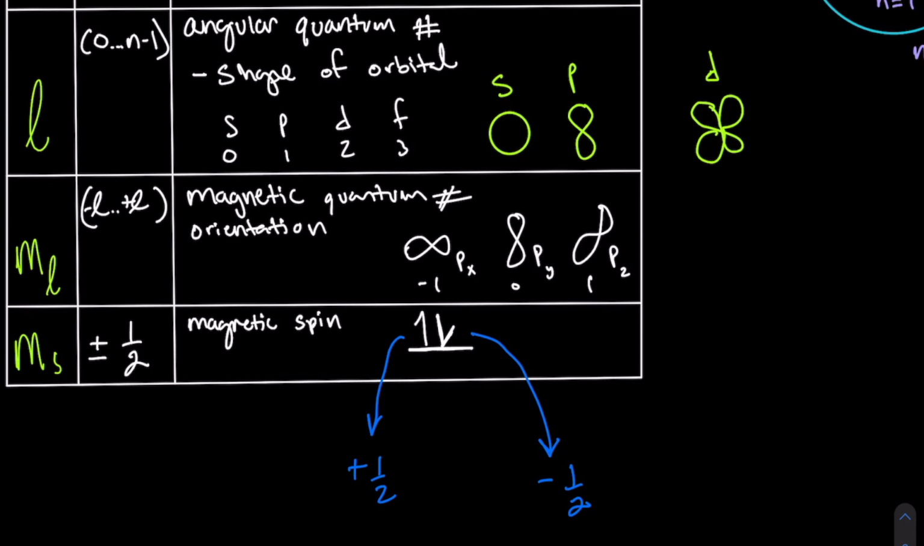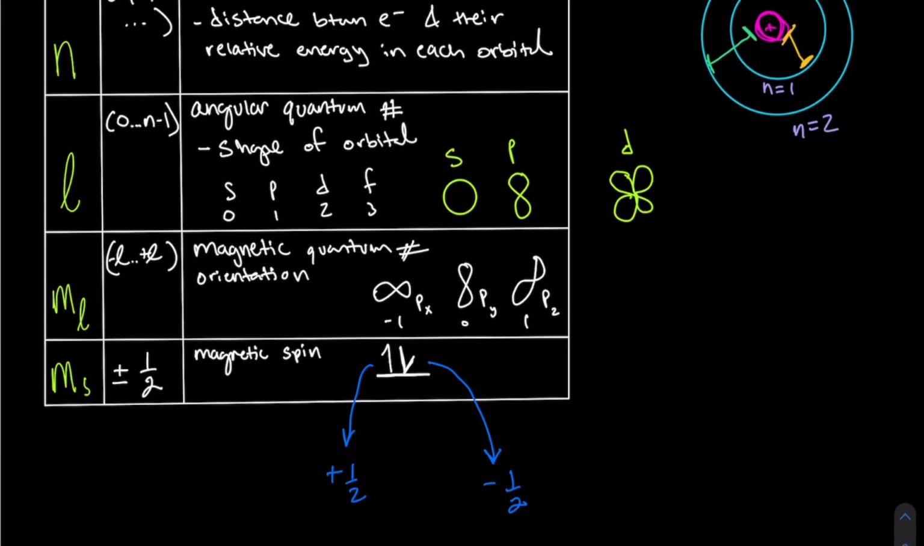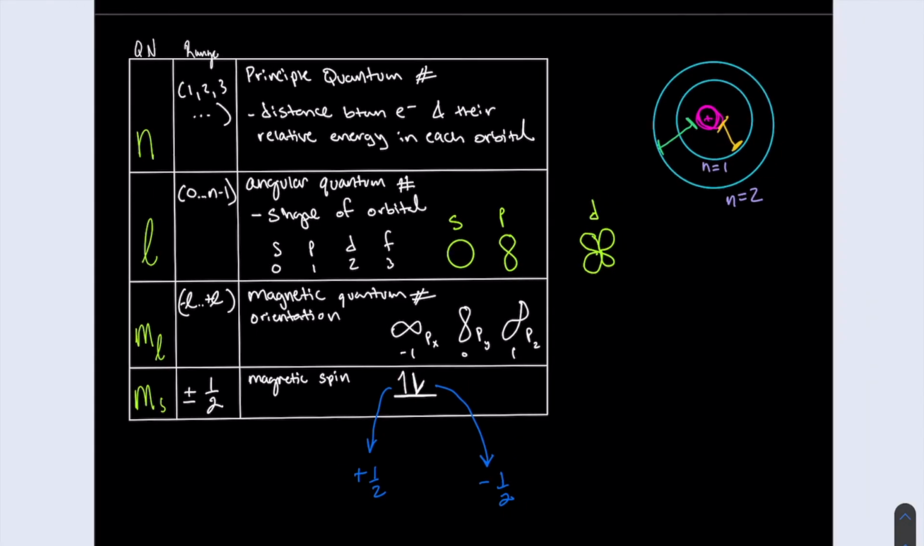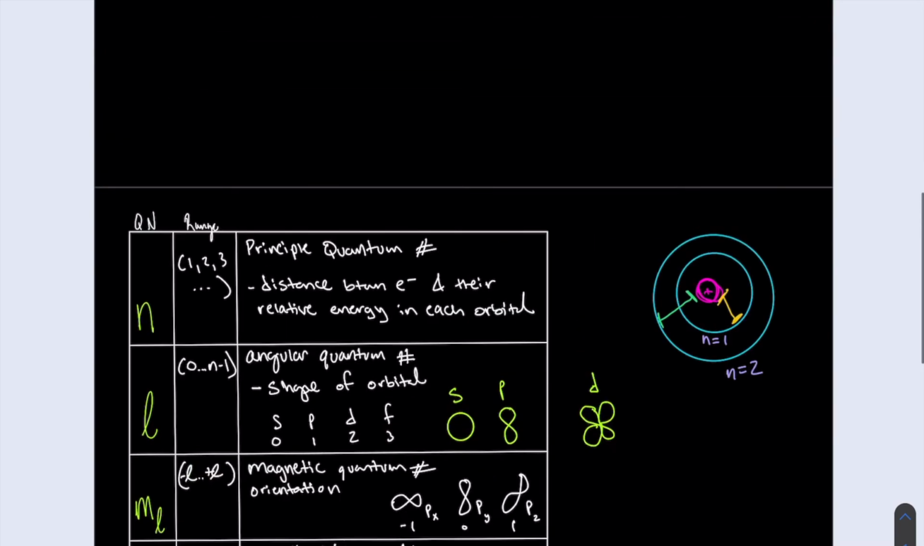I'll go into more detail in a further video, but this is largely responsible for why electrons in an orbital cannot have the same set of quantum numbers. Even if they match all these numbers up to this point, they're not going to have the same magnetic spin, because you can only have one of each spin in an orbital. So that covers the 4 quantum numbers you're going to encounter in Organic Chemistry 1.